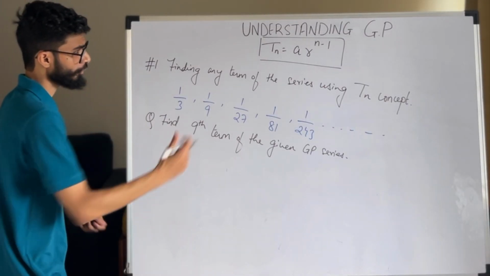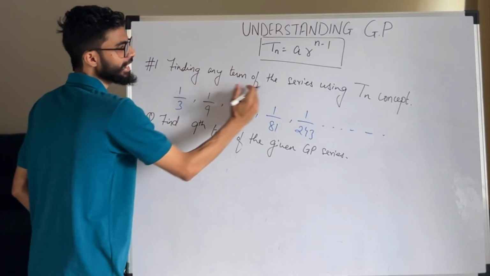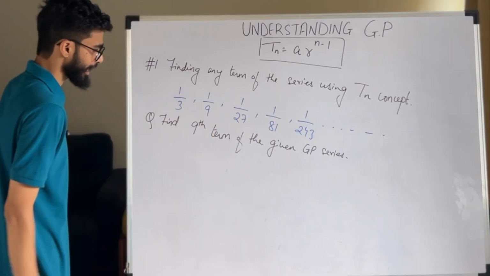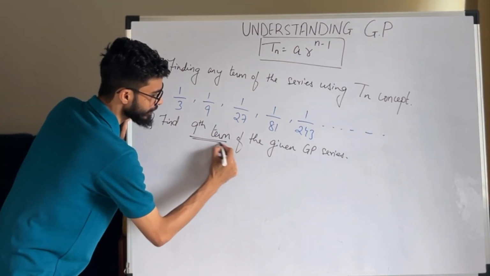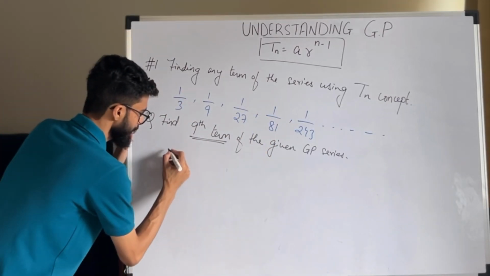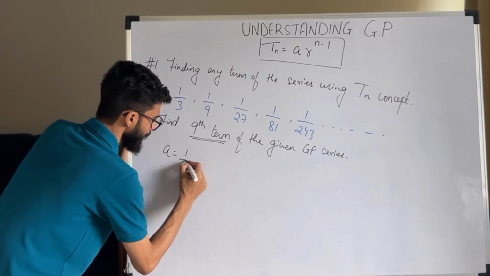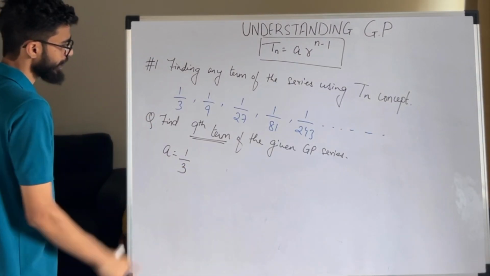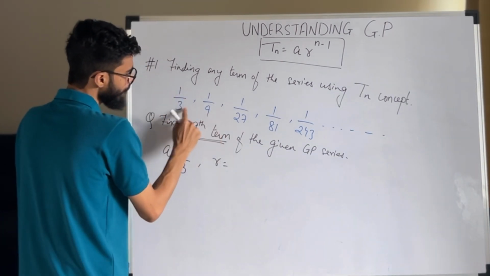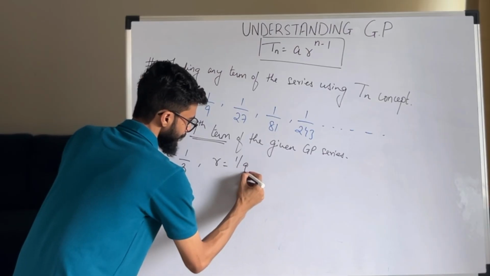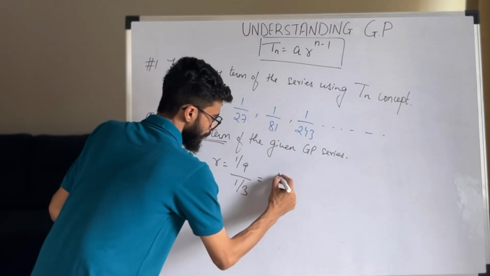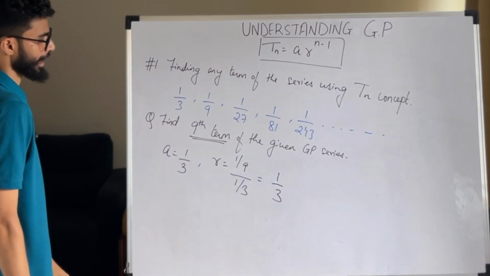Now, application of Tn: finding any term of the series using the Tn concept. Suppose they have given me this series and they ask: find the 9th term of the given GP series. If I observe my series carefully, is my A equal to 1 by 3? And if I try to find the common ratio, I can just do T2 by T1, which is 1 by 9 divided by 1 by 3. If I solve this, I will get 1 by 3 as my common ratio.